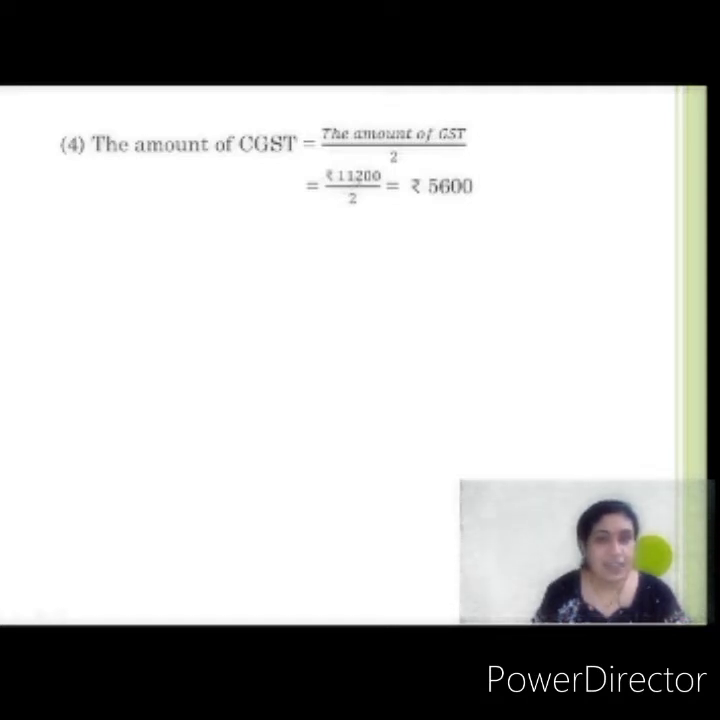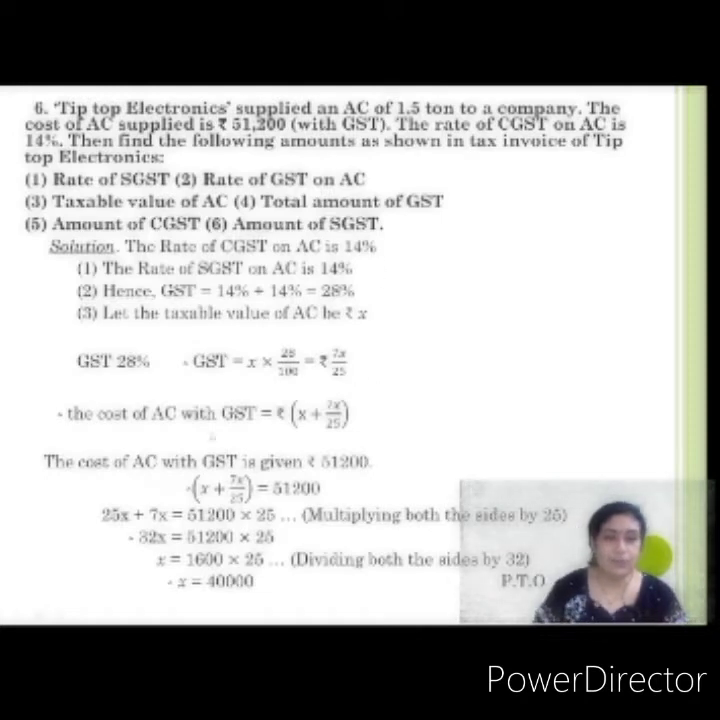GST is 11,200 upon 2, that gives you 5,600. Question: how did I calculate GST? Let us go back. I will tell you how I calculated GST. See, GST I have already calculated here as rupees.